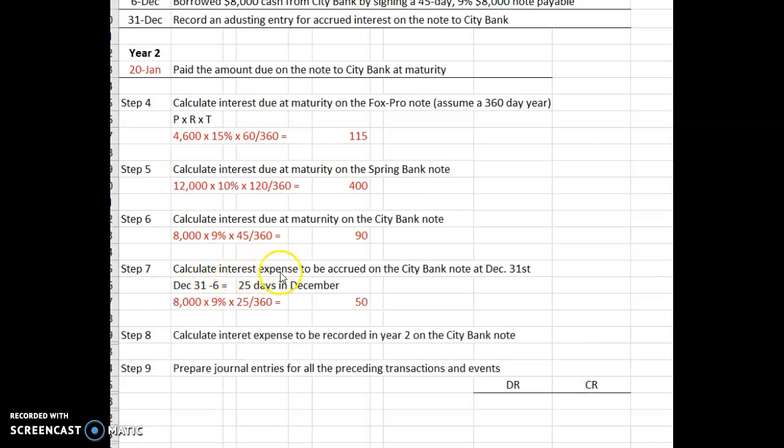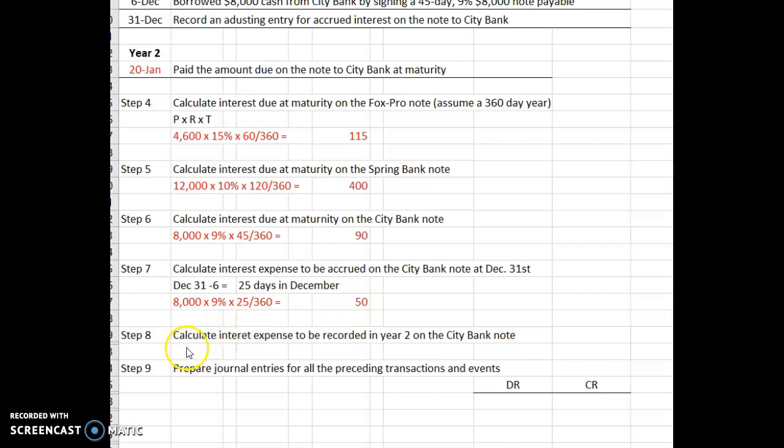The interest we will need to accrue on the Citibank note at December 31st is $50, calculated at $8,000 principal times 9% interest times 25 over 360 days is $50.